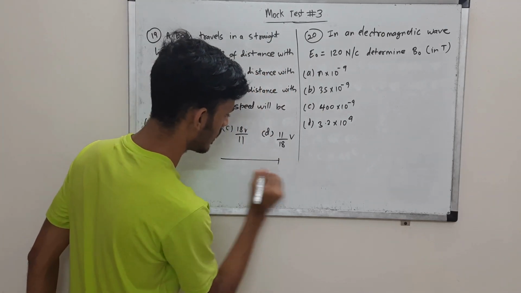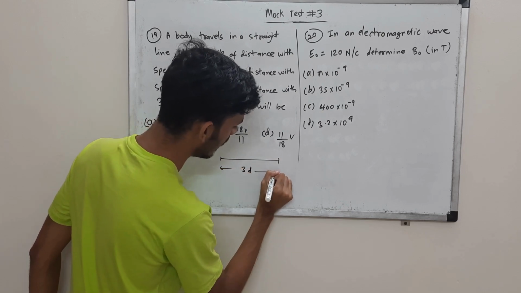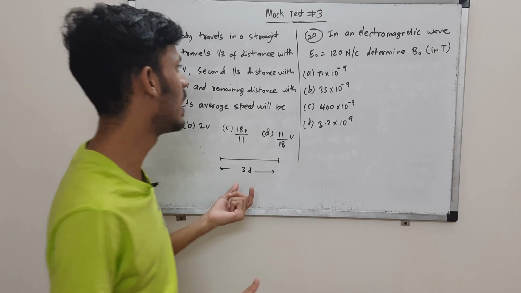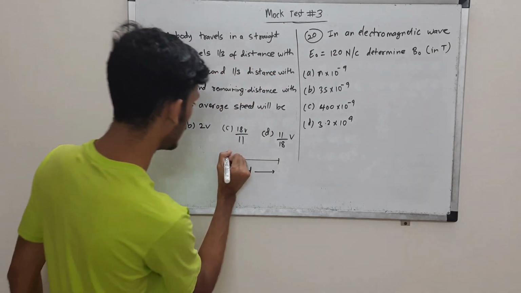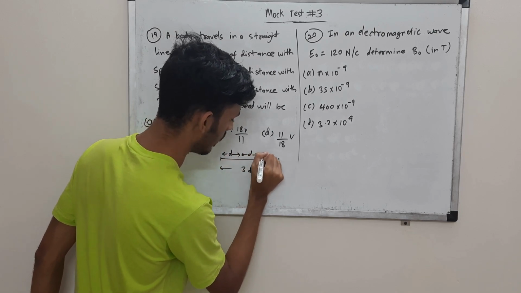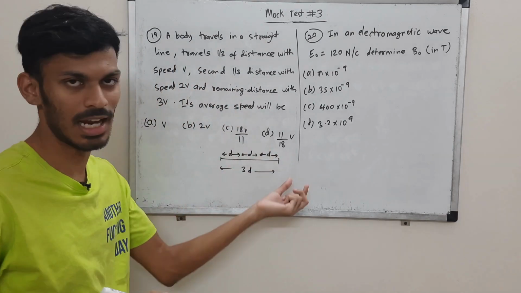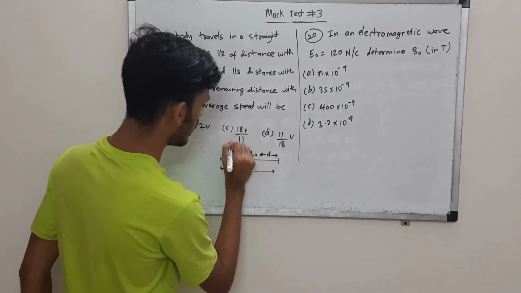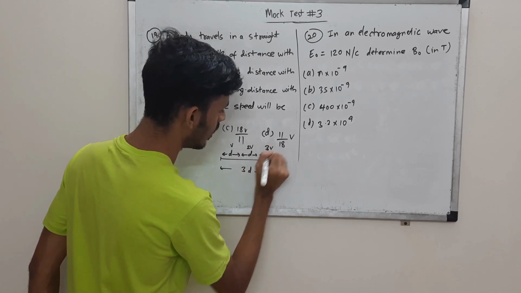Let us consider this journey. We'll consider the total distance to be 3d. You can also take it as d, but I'm taking 3d so that we can divide it into 3 parts: d, d and d. You can also take d and divide by 3, d by 3, d by 3 and d by 3. This distance it will travel with speed v, here 2v and here 3v.